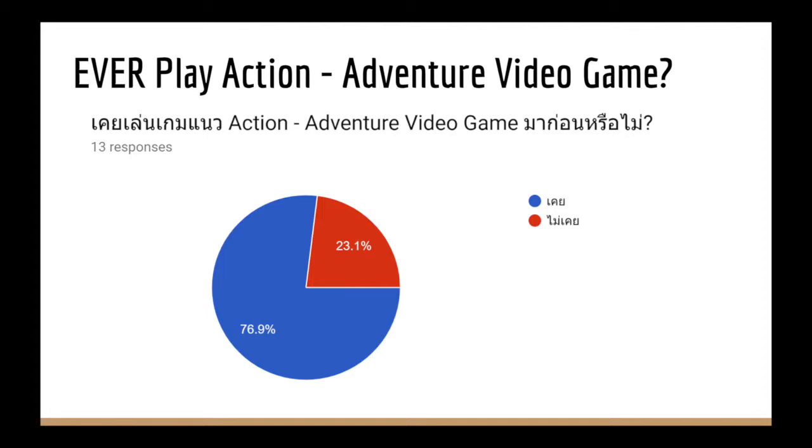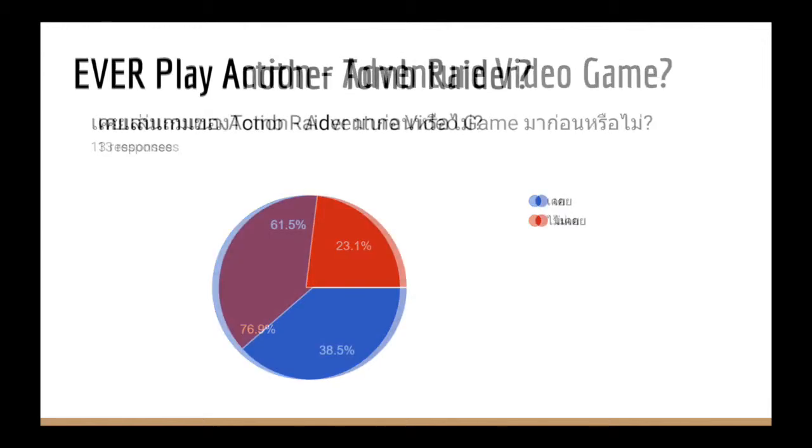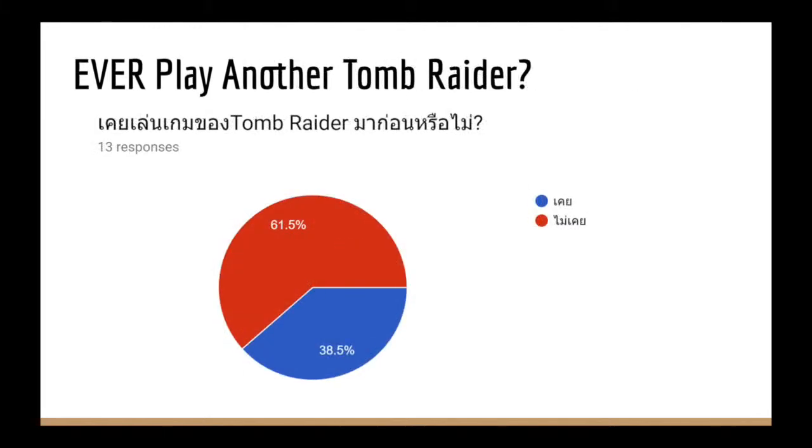The fifth step is to let our tester finish the questions before the experience and start the experience, following the schedule. We will show you some questions and the results. First question: have you ever played an action, adventure video game before? And the result is 76.9% of the players have played this type of game before and 23.1% have never played. The second question: have you ever played another game of Tomb Raider before? And the result is 61.5% have never played before.